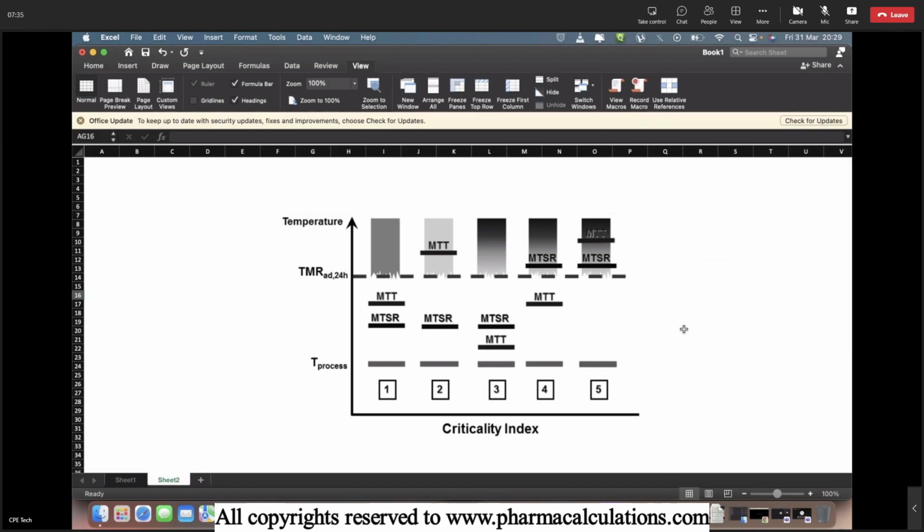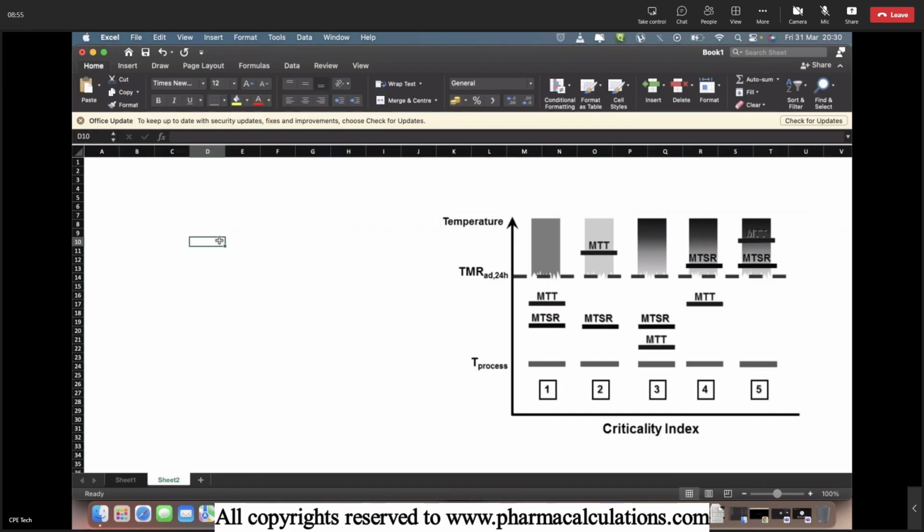Here we will have a total of 5 classes, and we are going to classify the reaction using a total of 4 types of parameters: the operational temperature, MTSR, MTT, and TMR AD24. Before going into depth, let's try to understand what these parameters are. The first one is T process, which is nothing but the operating temperature.